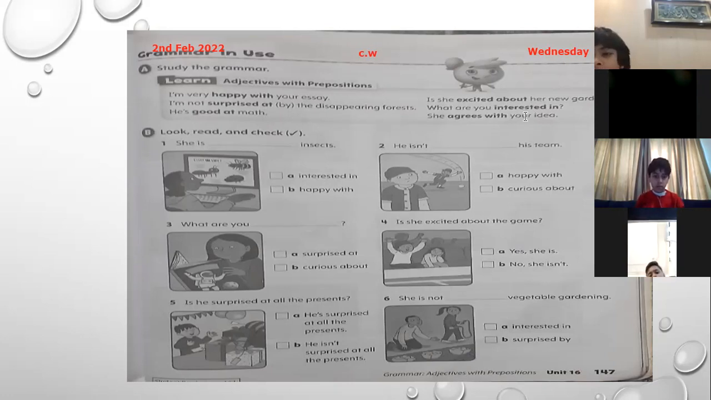Is she excited about her garden? What are you interested in? She agrees with your idea. When somebody is putting forward some idea, then we use the adjective with the preposition with. When you do these by looking at the picture, I'm sure it would be easy for you. She is dash insects. She is interested in or happy with? If you look at the picture, she is interested in insects.